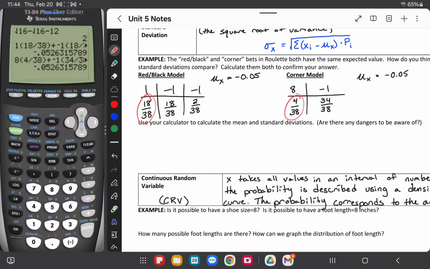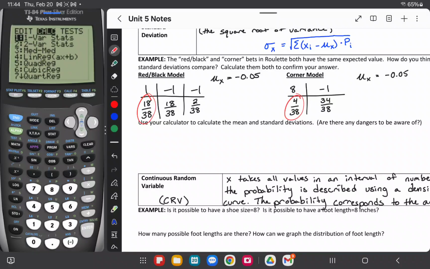So in order to calculate these, first, let's go ahead and close out of that stat menu. We're going to go back into stat, over to calculate, and this is still one variable statistics. We're still looking at just a single variable here. For our list, we'll keep that as list 1. And since we're dealing with probabilities, we're dealing with their relative frequencies. For frequency list, we're going to call that list 2. So in order to do that, we're going to press the second button followed by the 2. That's going to put list 2 in as our frequency list. And then we'll go ahead and press calculate.